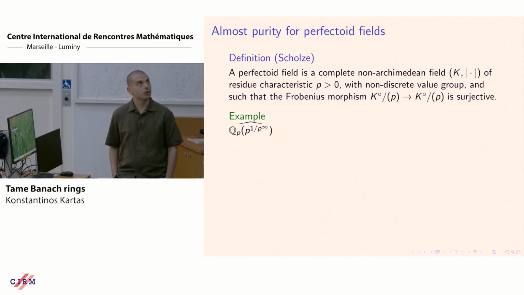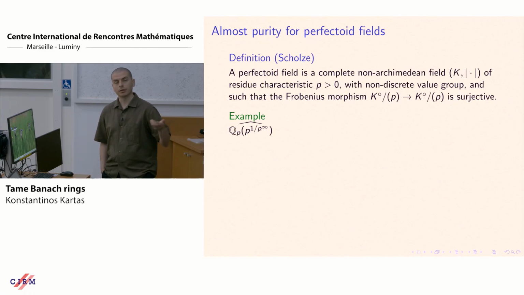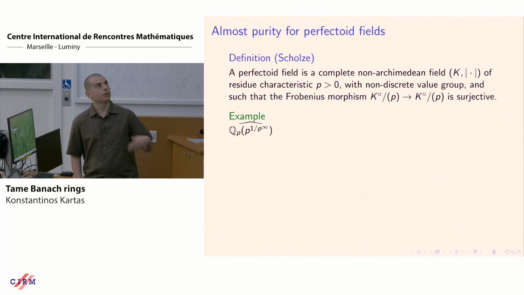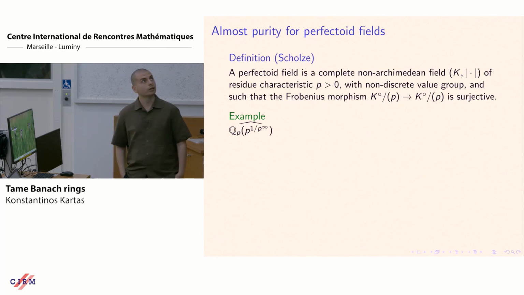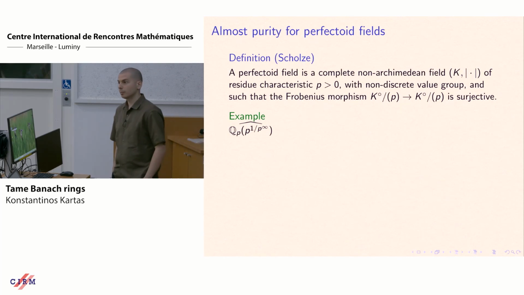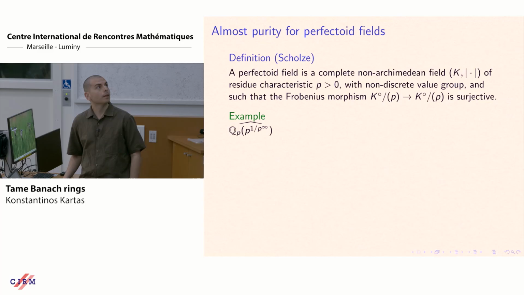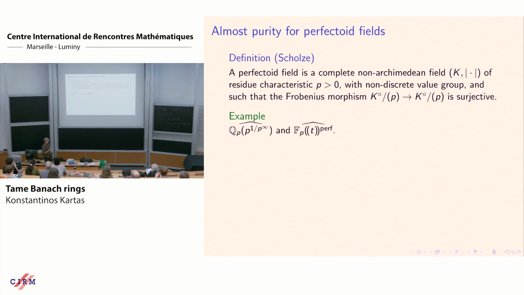The way you usually obtain such a field is you start with something that you encounter in usual life, like the p-adic numbers, and then you adjoin a compatible system of p-power roots of p, let's say, and then you complete with respect to the p-adic norm. So this is a mixed characteristic example. A positive characteristic example is quite similar. You start from the Laurent series over F_p, you pass to the perfection, and again, that's not quite complete. You need to complete it, and that's a positive characteristic example.